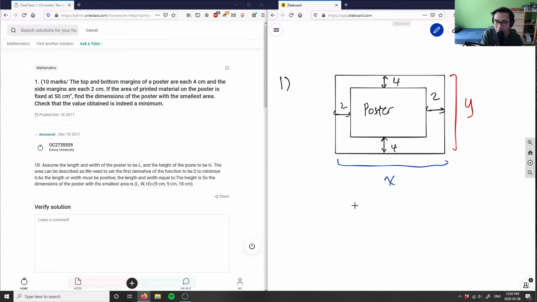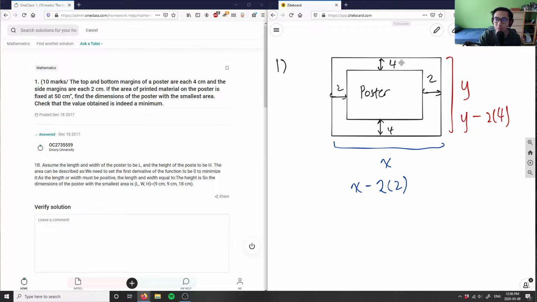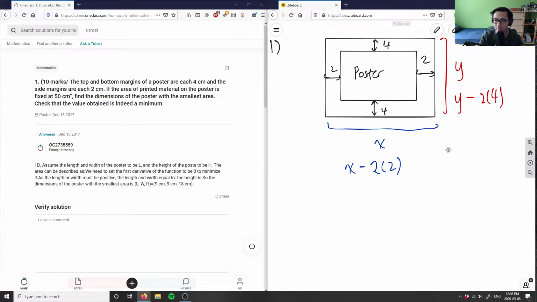just the poster, right? We can say that here this is X minus 2 times 2, right? Because this side length here is 2, and this side length here is 2. And similarly with Y, I can say this is Y minus 2 times 4, right? So I have some sort of area here. So I have an algebraic expression for specifically the poster here, right? Because again, the top and bottom here are 4 centimeters, and the side here is 2, right?